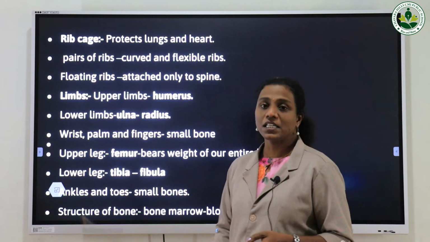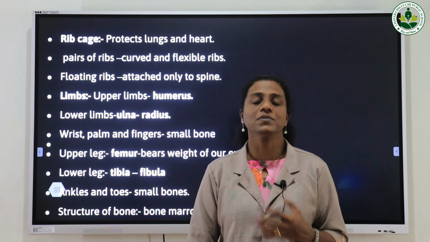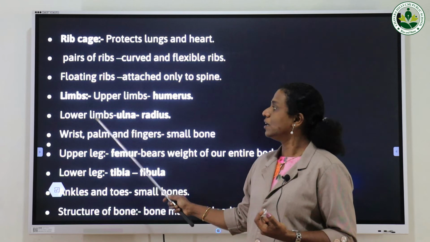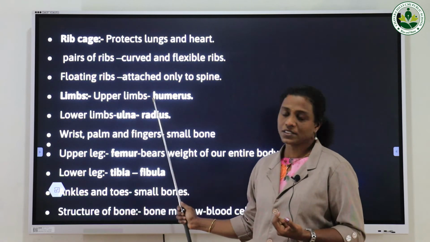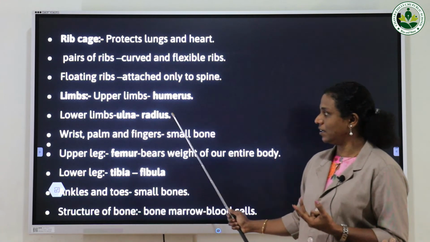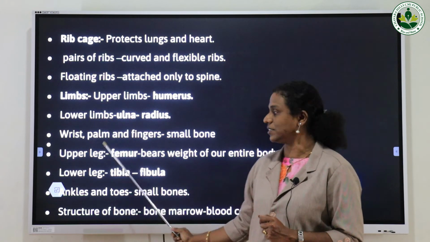So when we are considering the limb portion, what do limbs mean? It consists of arms and legs. Arms and legs together are known as limbs. Then 2 portions are there, upper limb and lower limb. In the upper limb, 1 bone is there, known as the humerus. In the lower limb, 2 bones are there, ulna and radius. And small bones we can see in the wrist, palm and fingers.